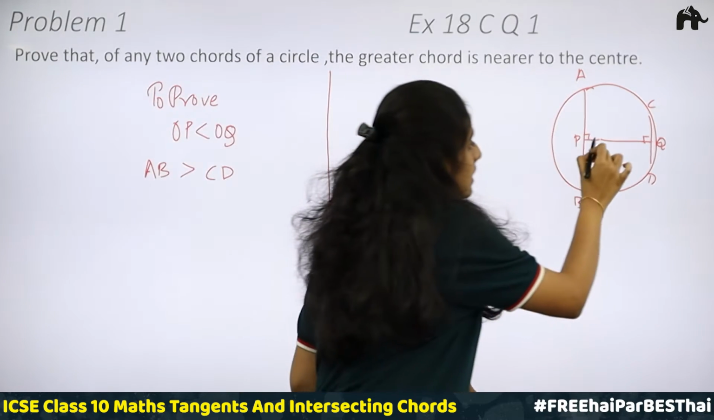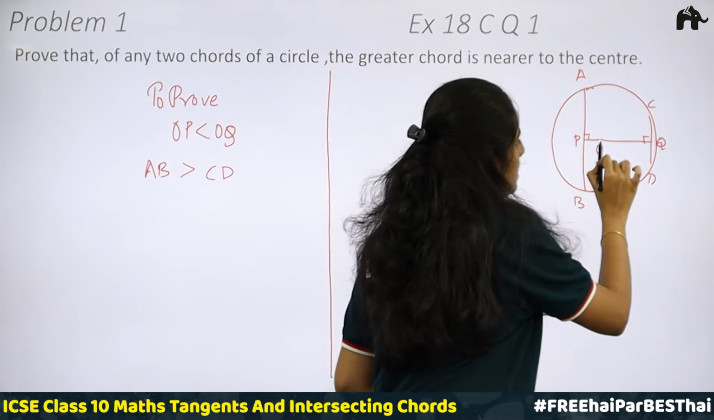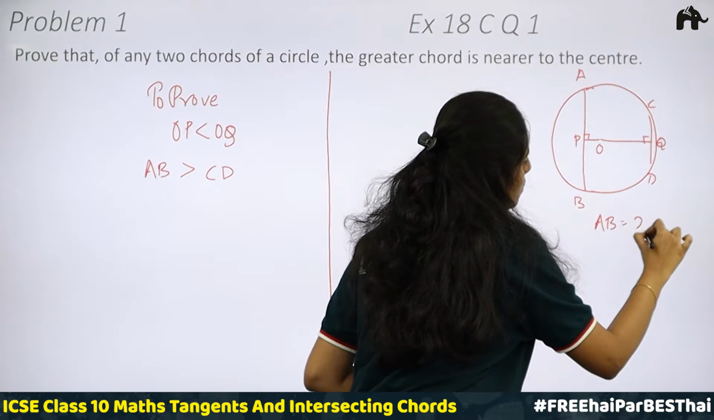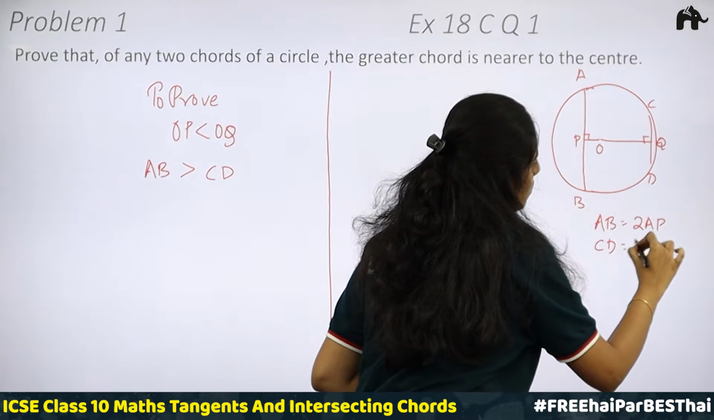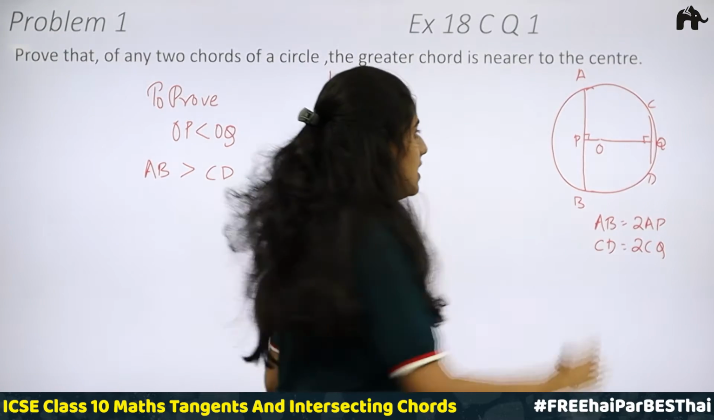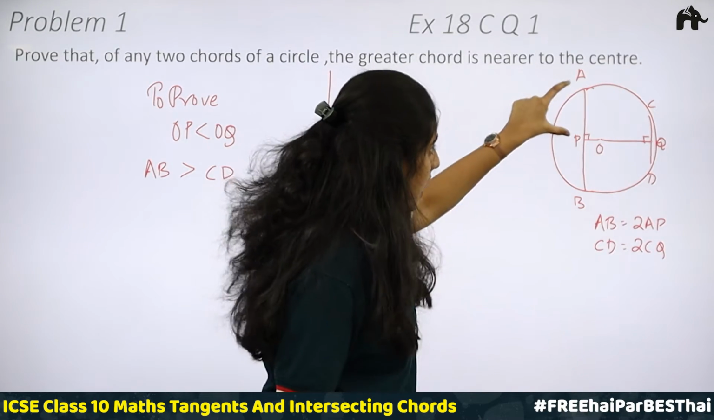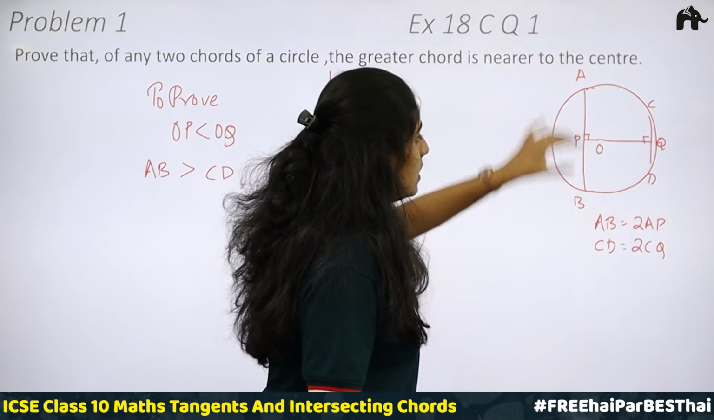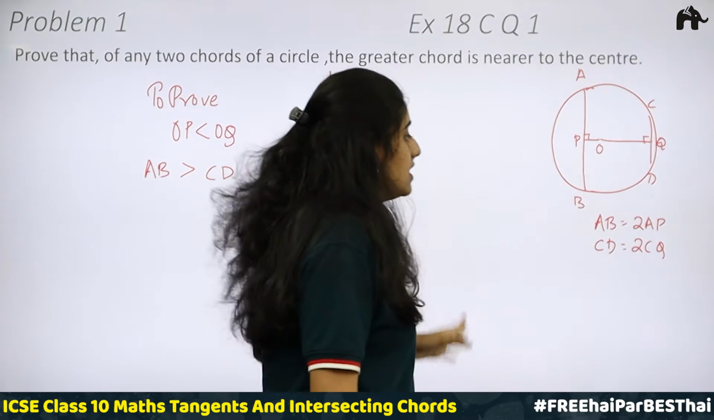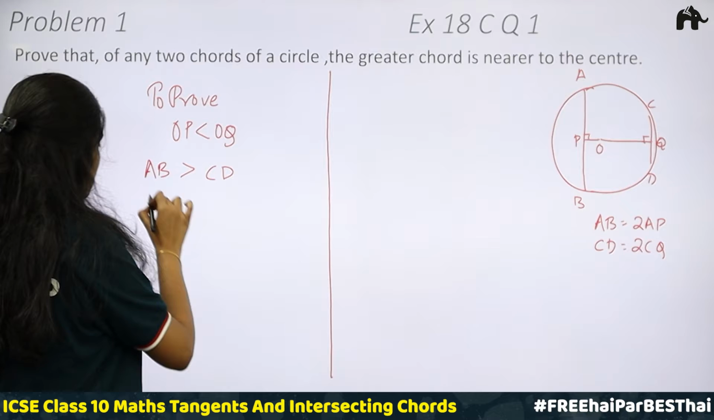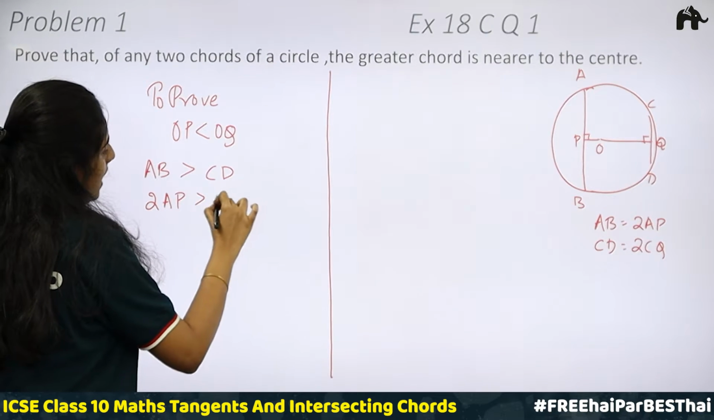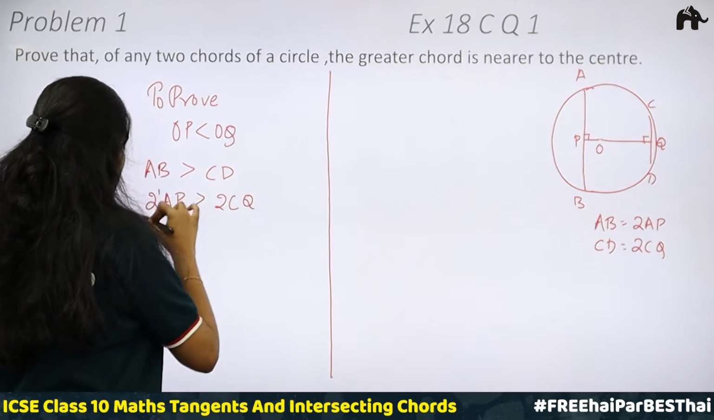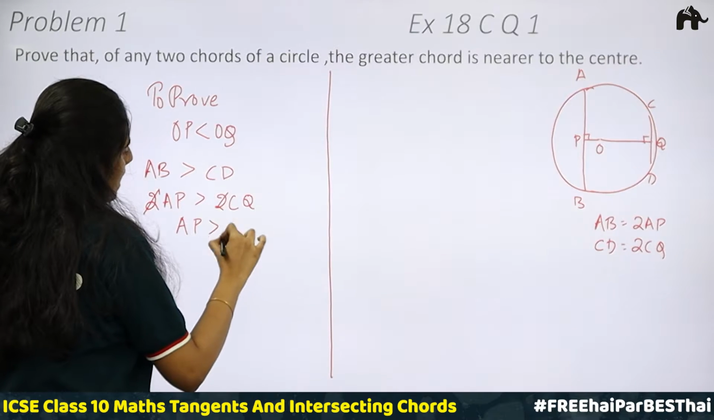Also, we have OP bisects AB and OQ bisects CD, which means we can write AB is equal to 2 times AP. Similarly, CD is equal to 2 times CQ. What is the reason? Bisect means divides into 2 equal halves. That is, AP will be equal to PB, which means AB is equal to AP plus AP, and that is 2AP. So, we'll rewrite this. AB is 2 times AP, which is greater than CD, which is 2 times CQ. Cancelling 2 and 2, we have AP greater than CQ.